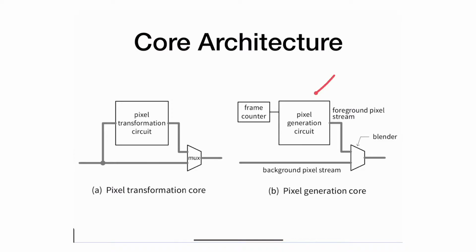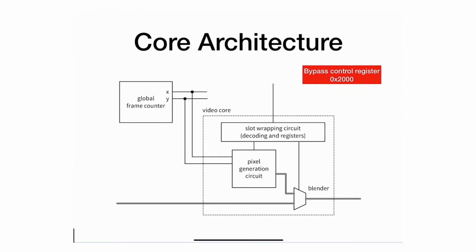I will focus on the pixel generation circuit for now, but the same idea is actually applied to the pixel transformation circuit. So the first improvement we're going to be doing is including a slot wrapping circuit. Just as a quick reminder, whenever we developed an I.O. core, we developed the hardware and then we developed some sort of a wrapping circuit. And that wrapping circuit defined very standard signals, and these standard signals allowed us to connect the I.O. core to the MMIO controller in here. Okay, that's what we did.